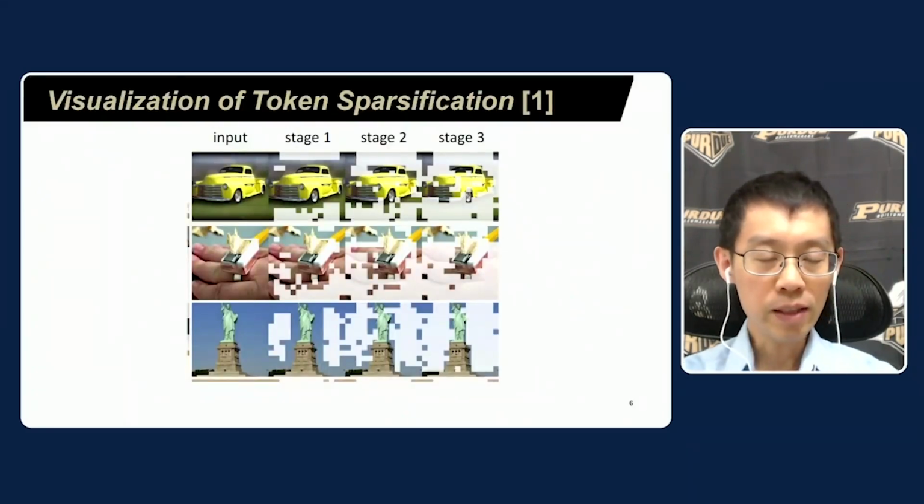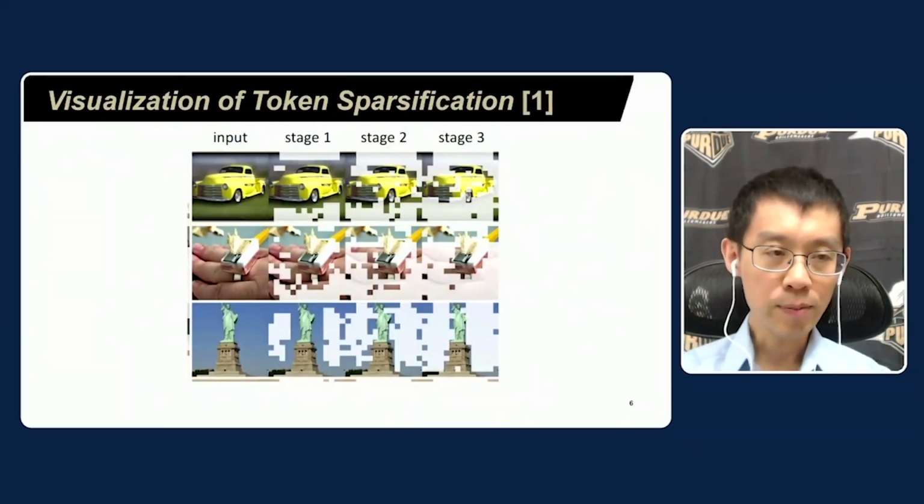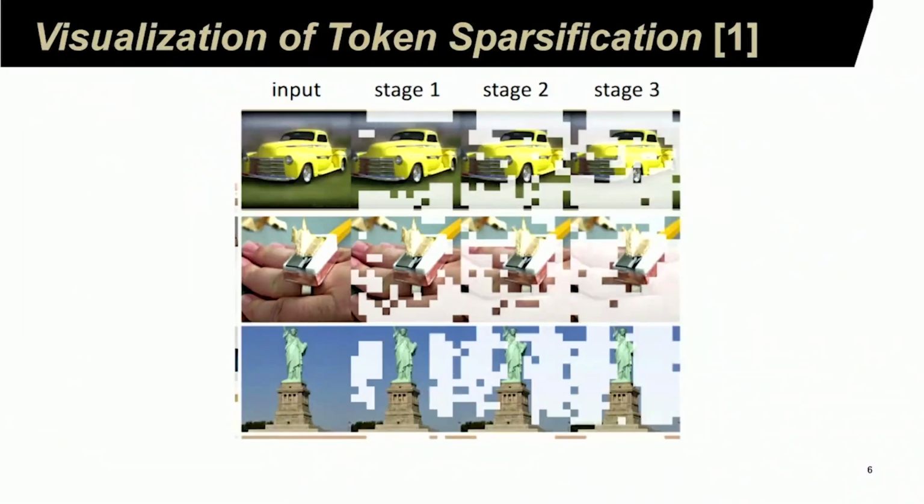First, let me explain what token removal is. Suppose you have images like this as your input. You may have a car, you may have a Statue of Liberty. Then after some processing, you can remove some of the tokens. For example, for the Statue of Liberty, if we want to focus on the statue, we can remove the tokens representing the skies.